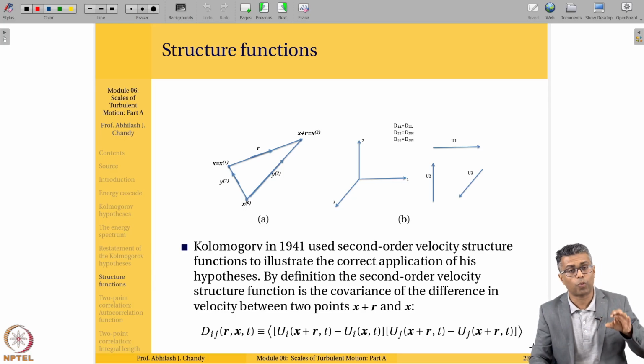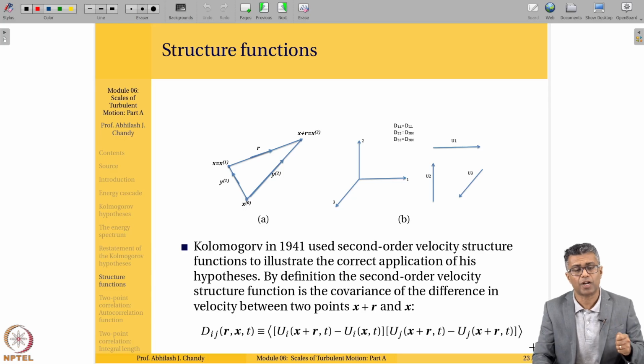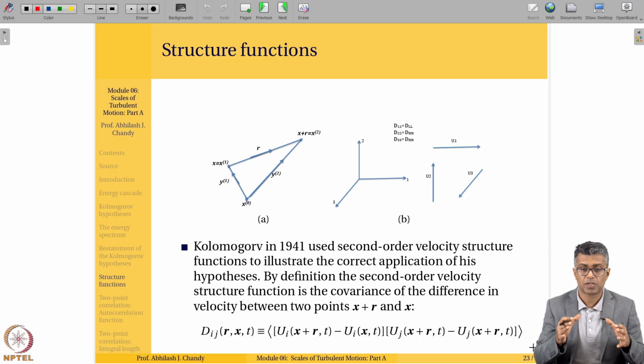So Kolmogorov, in 1941, developed this concept of using the structure functions, which is basically the second order velocity structure functions that we are talking about. In 1941, he developed this concept of second order velocity structure functions to apply his hypotheses. This is a way for him to show the application of those hypotheses.